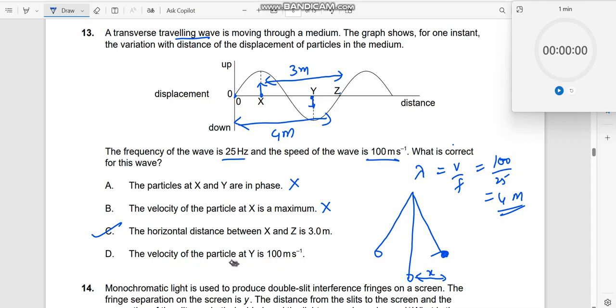This we have already seen. Velocity of the particle at Y is 100 meter per second. What is Y? Y is nothing but this point, right? The particle is in the opposite direction at this point. So definitely when this is 0, this would also be 0 at extremes. So this is also incorrect. Okay, let us move on to the next one.